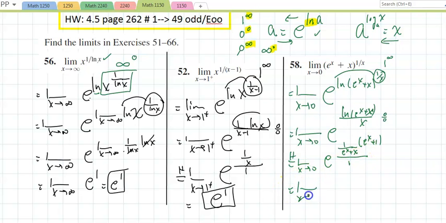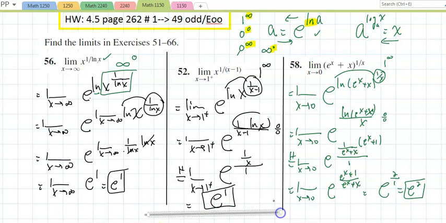This is the limit as x approaches 0 of e to the x plus 1 over e to the x plus x. That does it. That is e to the 2 over 1, which is e squared. Very good. There it is. A few more examples to go.